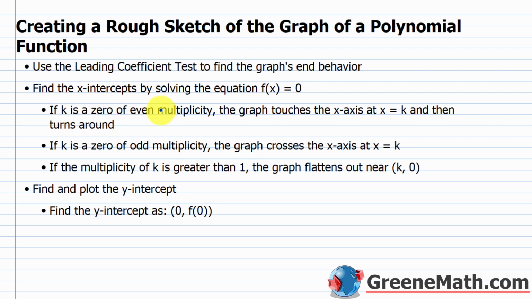If k is a zero of even multiplicity, keep in mind the graph touches the x-axis at x equals k and then turns around. If k is a zero of odd multiplicity, the graph crosses the x-axis at x equals k. And we know if the multiplicity of k is greater than 1, the graph flattens out near k comma 0, so at that x-intercept. Then we want to find and plot the y-intercept. So find the y-intercept as 0 comma f of 0. This right here is not always practical. Sometimes if you're working on something, you might get a y-intercept that's something like, let's say 0 comma 500. You can change the scale of your graph, but it's not always practical. So I would say this one right here, you want to know what it is just to see if you're on the right track, but sometimes you won't be able to fit it in unless you really change the scale.